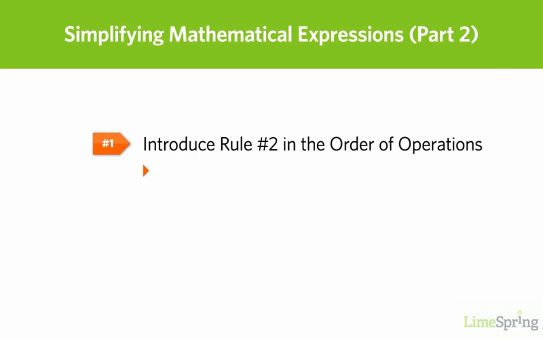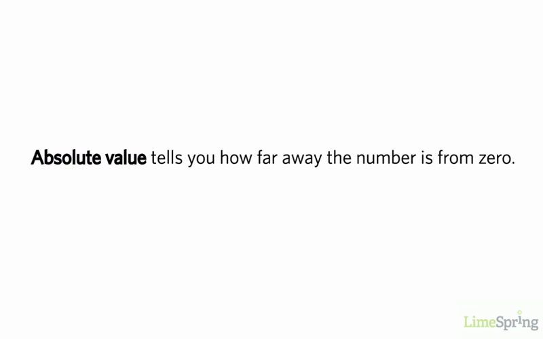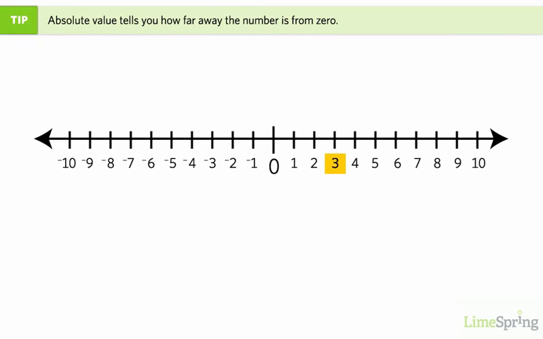Welcome back. Now that we've gone over exponents, let me give you an example of another kind of special operation, and one that you may have already heard of: absolute value. The absolute value of a number simply tells us how far away the number is from 0. For example, the absolute value of 3 is 3, because it is 3 steps away from 0. The absolute value of -3 is also 3, because it too is 3 steps away from 0.